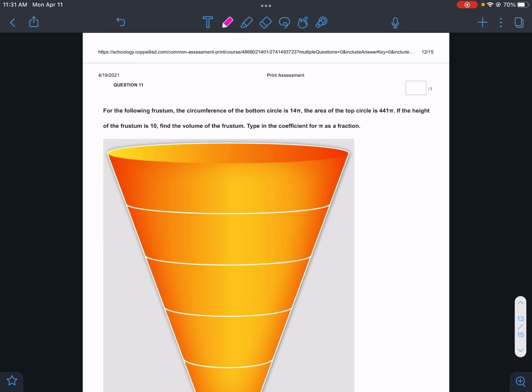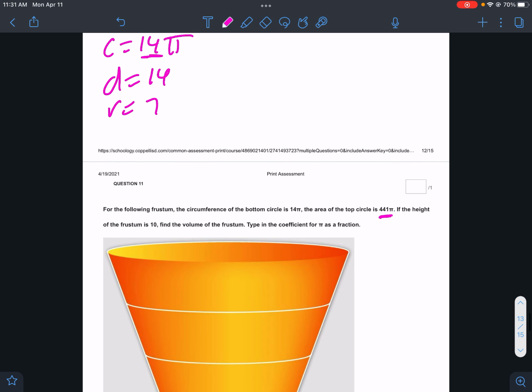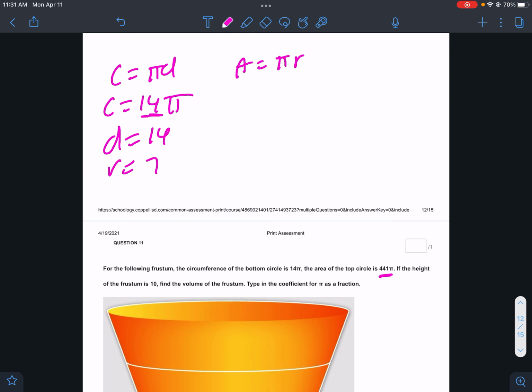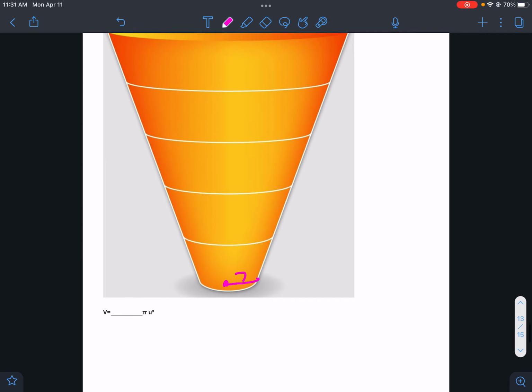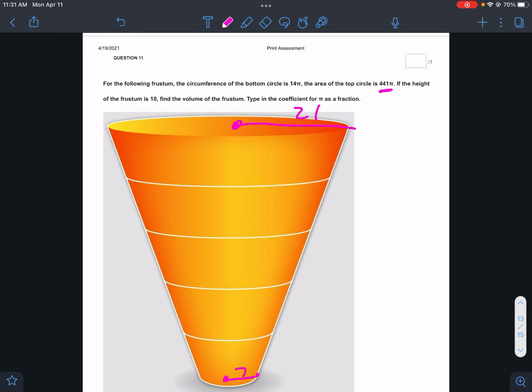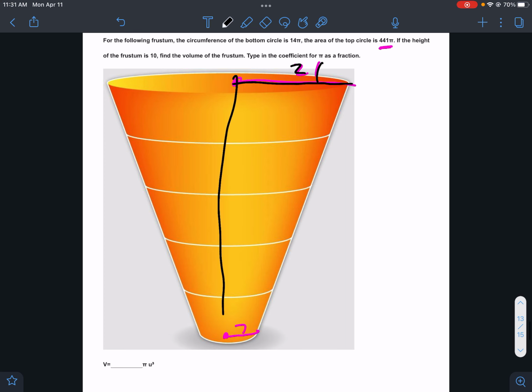Got it. The area of the top circle is 441 pi. Well, we know that area equals pi r squared. So 441 pi has to equal pi r squared. So the square root of 441 is 21. So we know that the radius of the top circle must be 21. If the height of the frustum is 10, find the volume of the frustum.